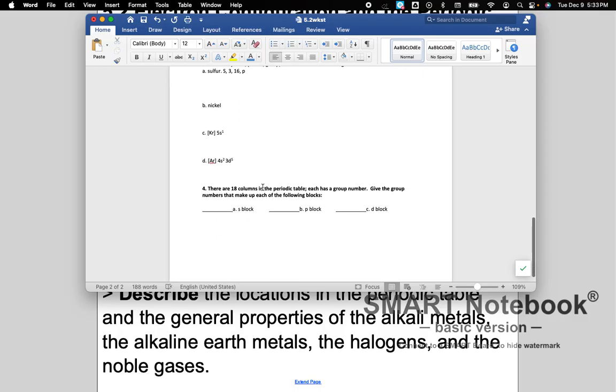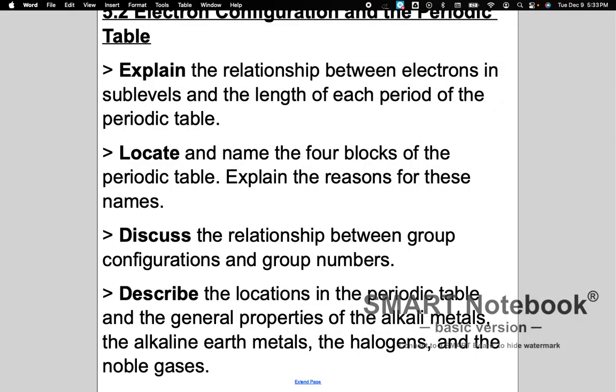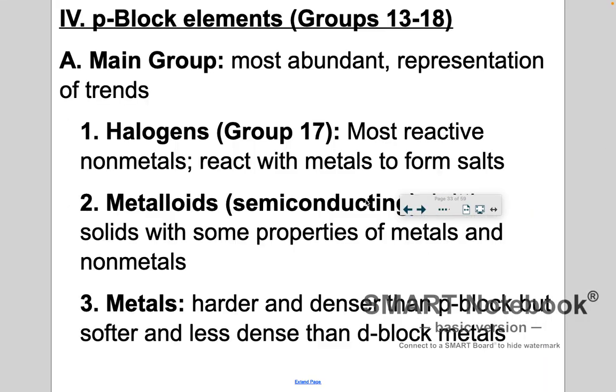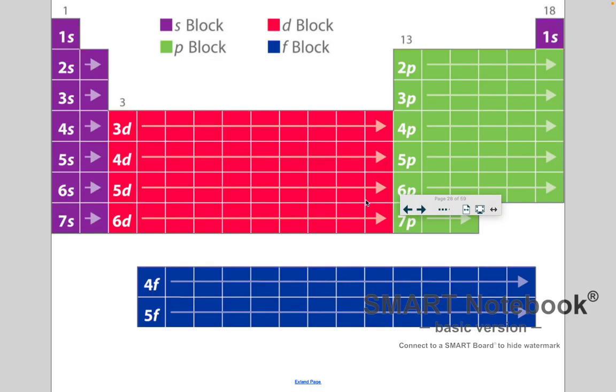And then it says down here, there are 18 columns in the periodic table. Each has a group number. Give the group numbers that make up the blocks. So which ones make up your S blocks? Okay, so if we look back to our notes, let me drag this out of the way. Groups 1 and 2 are my S blocks, right? Which ones make up your P block? Oh, how convenient, 13 through 18, and so on and so forth. So that is it for 5.2.